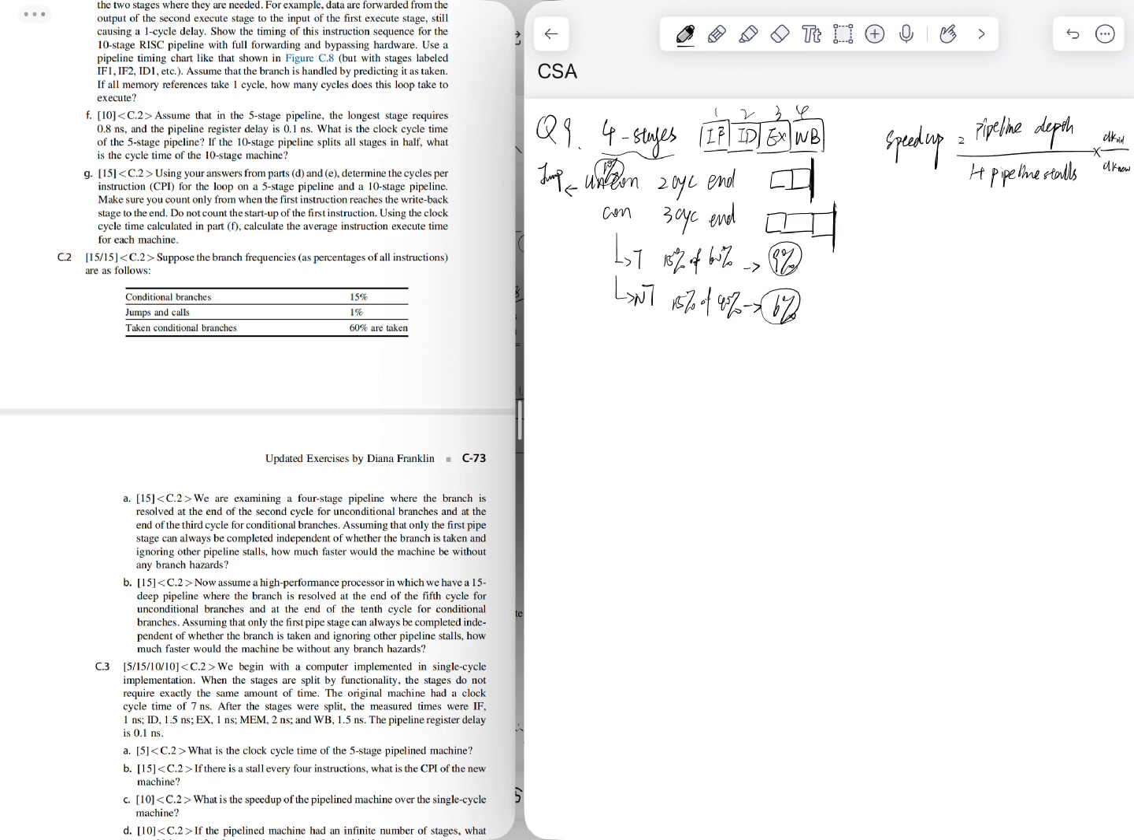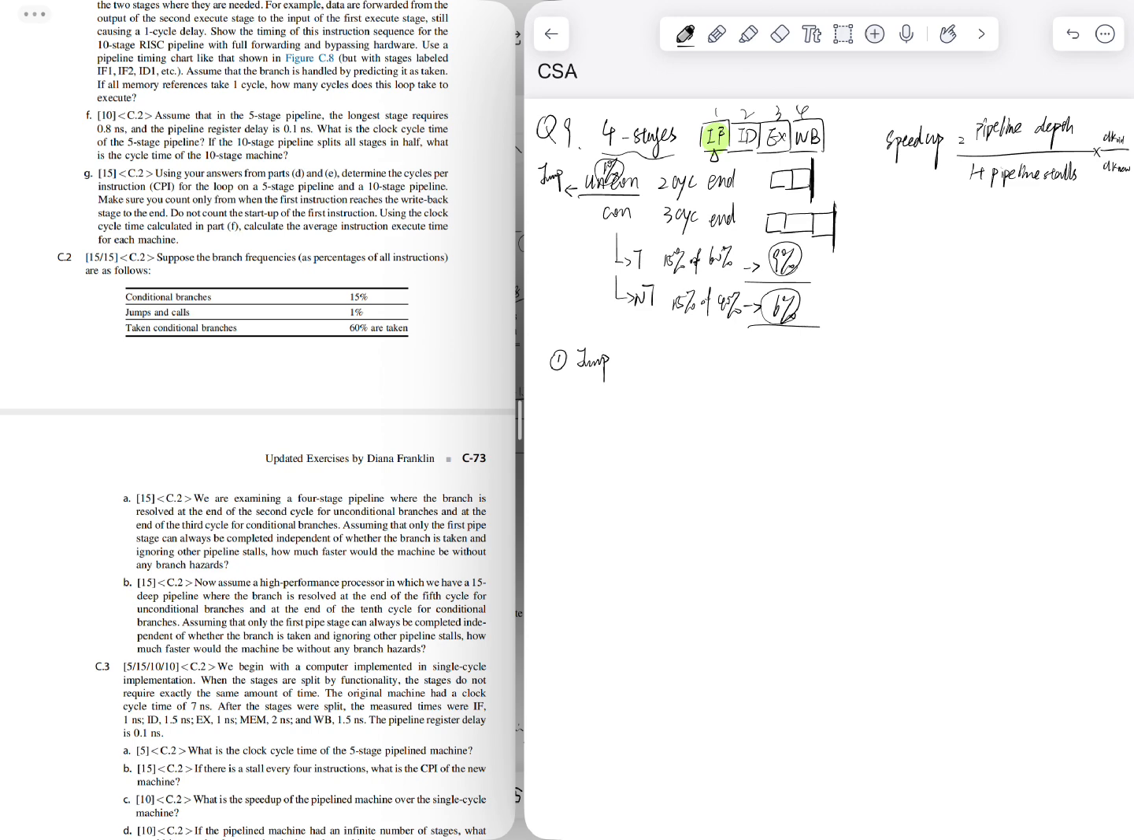It also said only the first pipe stage can always be completed independently. So we can see the IF, instruction fetch, can always be done, whether you need to wait or not. Okay, so there will be 3 types of situations we need to discuss. So firstly, let's talk about the unconditional, just say jumps, right?